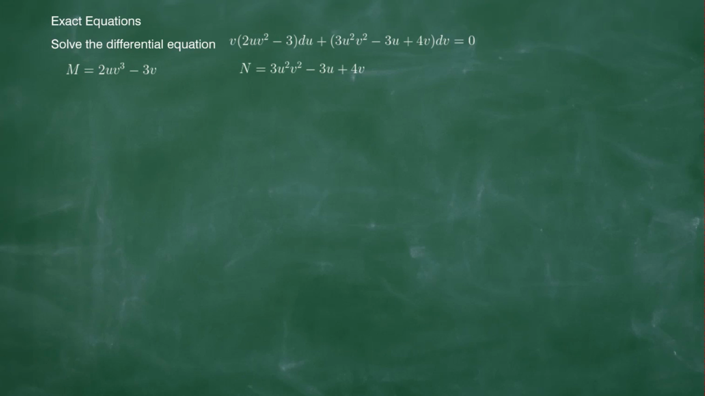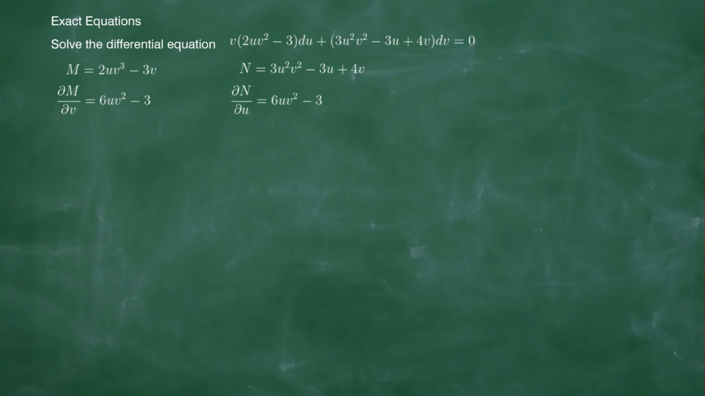For the equation to be exact, we take the partial derivative of M with respect to v, taking u as a constant. The derivative of v³ is 3v² times 2u, and then the derivative of 3v is minus 3. Then for the partial of N with respect to u, we consider v as a constant. The derivative of u² is 2u times 3v², so we get 6uv², minus the derivative of u, which is just 1, times negative 3, is negative 3.